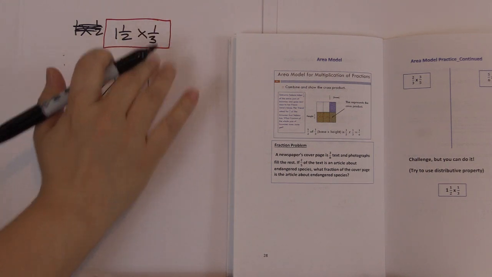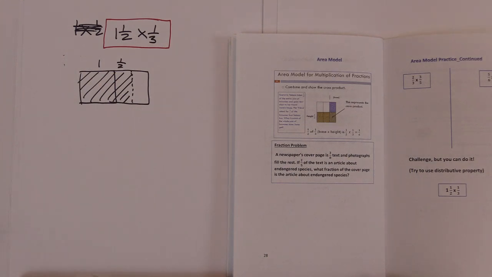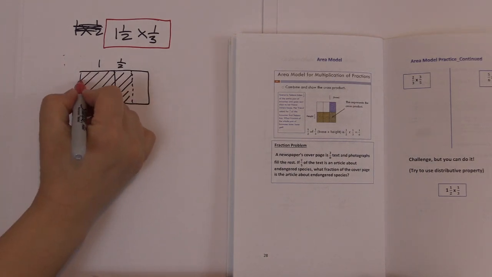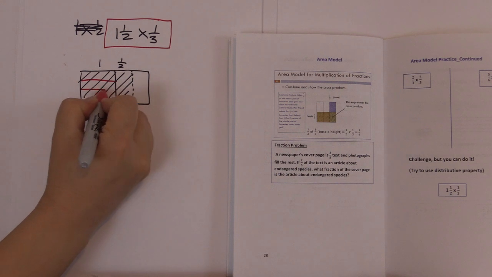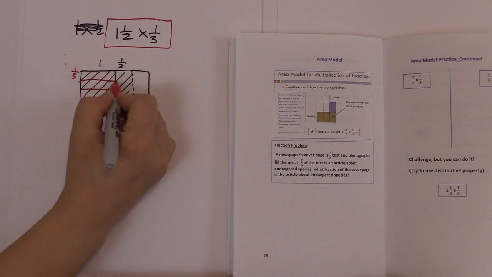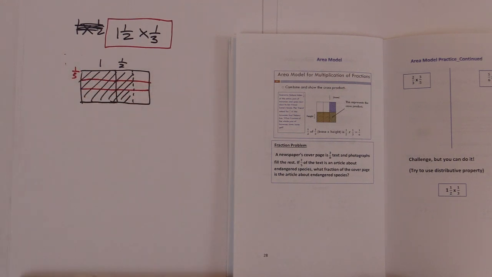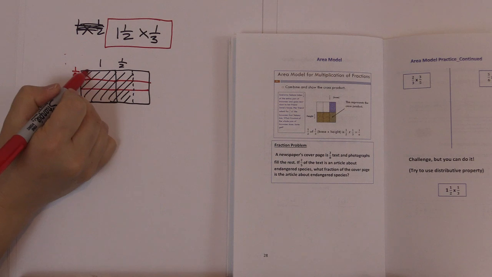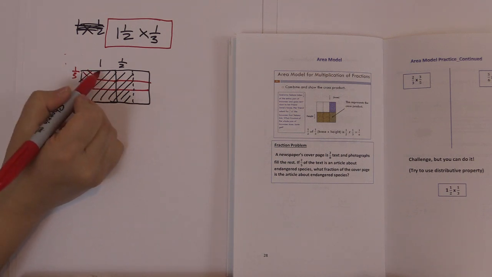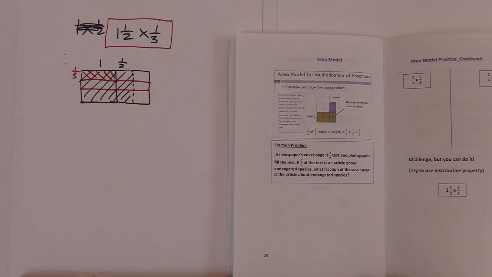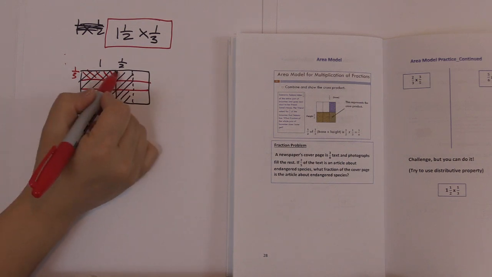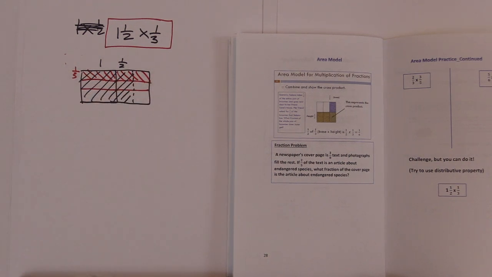But now I only have 1/3. My height is only 1/3. So I'm going to have 1/3 in here. So I have a question for you. Important conceptual question. So I can color in my 1/3. Should I stop here or should I keep going? What do you think?